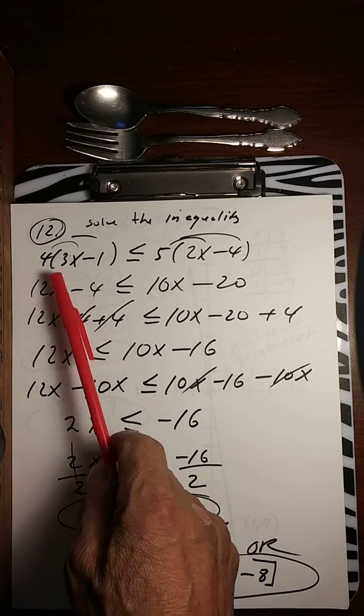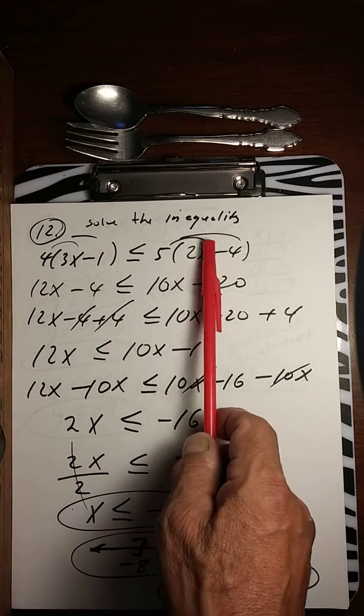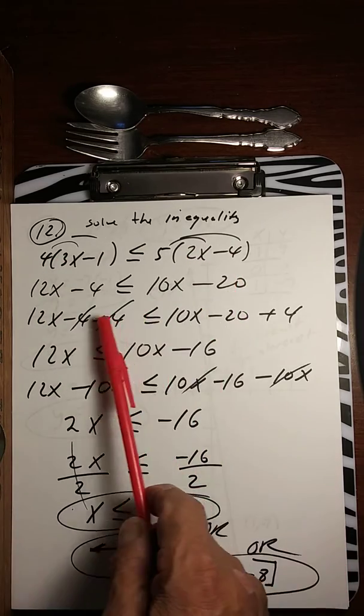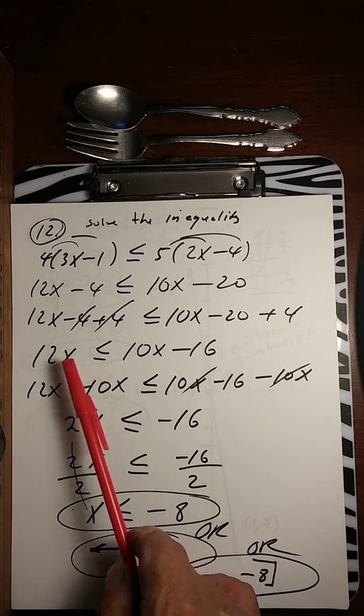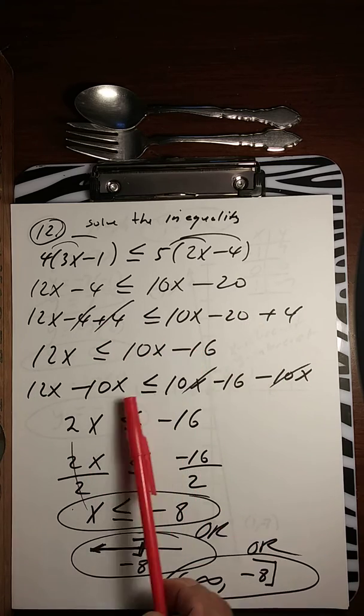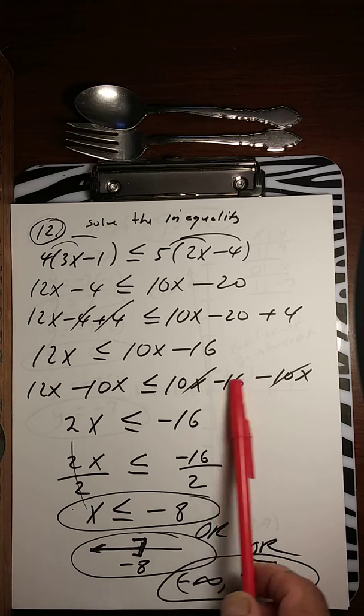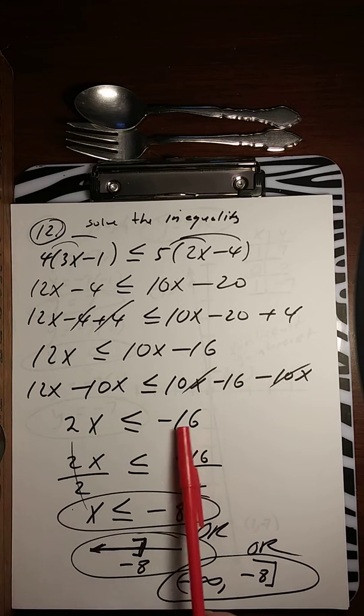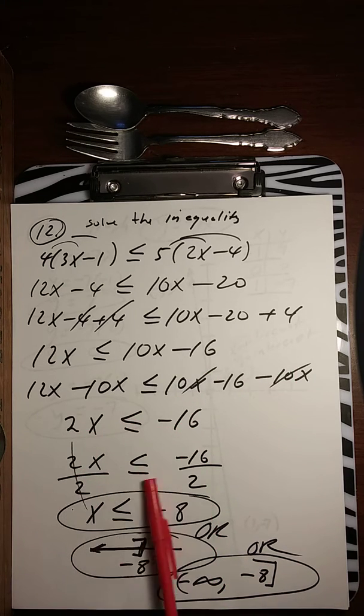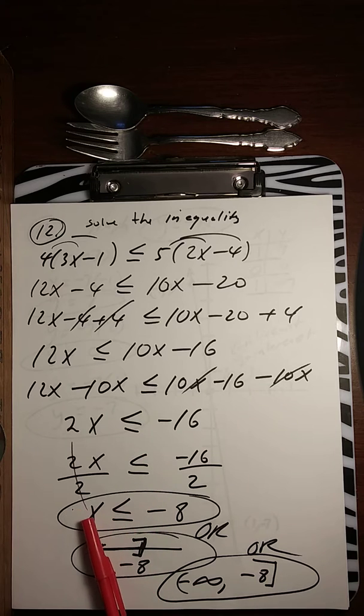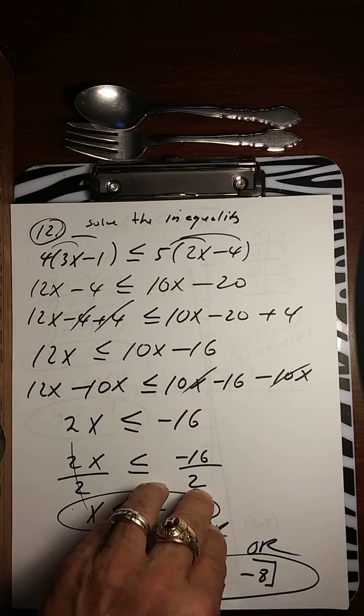4 times 3 is 12x. 4 times that is -4. 5 times that is 2. 5 times that is 20. Now we're going to add 4. So 12x less than or equal to 10x minus 16. Minus 10x, these are gone. 2x less than or equal to negative 16, divided by positive 2, everything stays the same. X less than or equal to negative 8, or from negative 8 included, from negative 8 to negative infinity included.